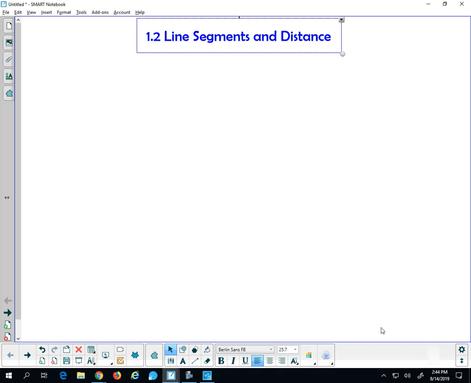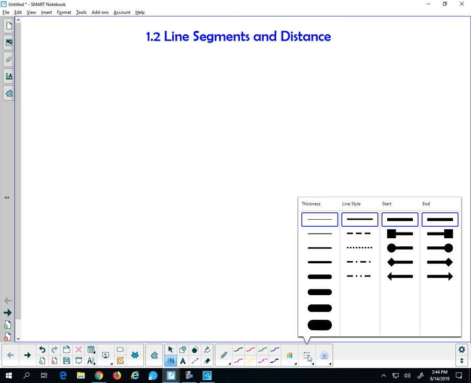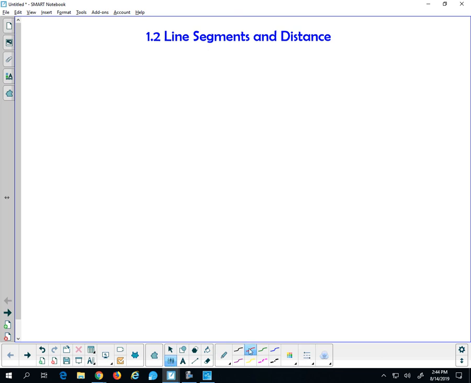Hey guys, so today's lesson is section 1.2 on line segments and distance. So we're going to start off with what is a line segment? Well, a line segment is something that can be measured because it has two endpoints. Okay, so a line segment can be measured because it has two endpoints.